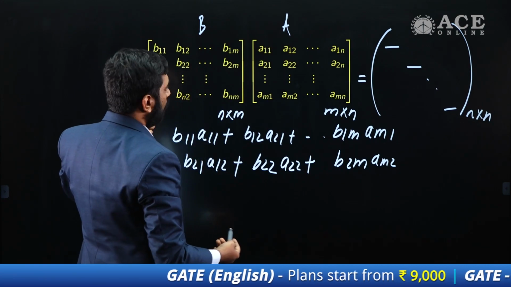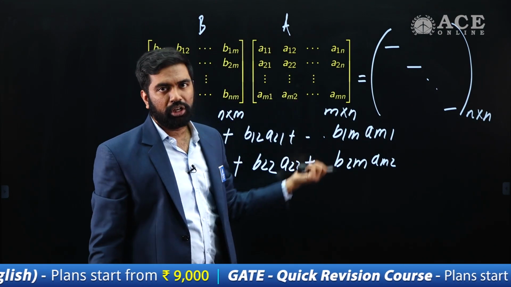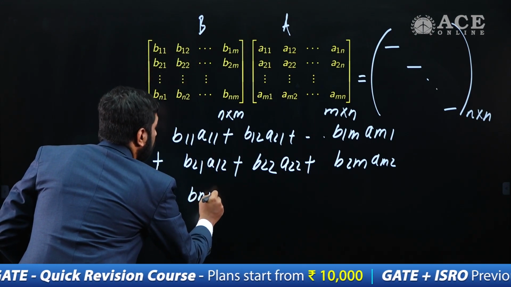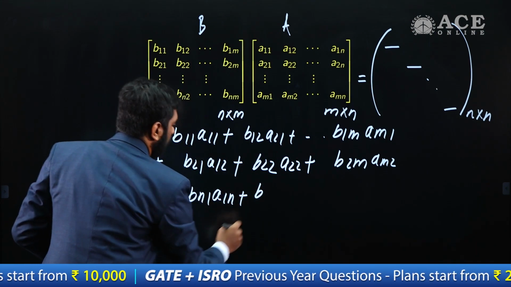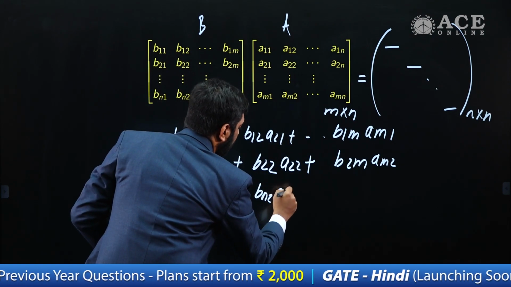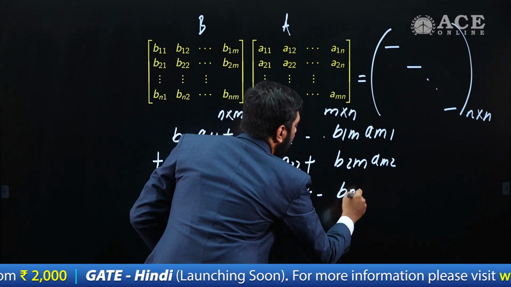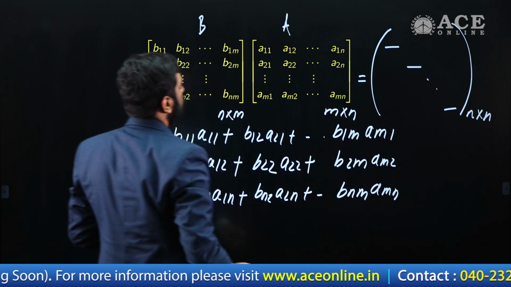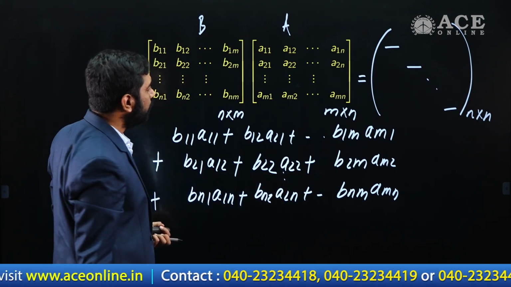Let's see. Now, how do you get this last element? For that, you have to multiply this row with this column. So this finishes our problem actually. So Bn1 into A1n plus Bn2 into A2n plus so on, Bnm into Amn. So when you add this, you get trace. I just put dot dot dot here, right?